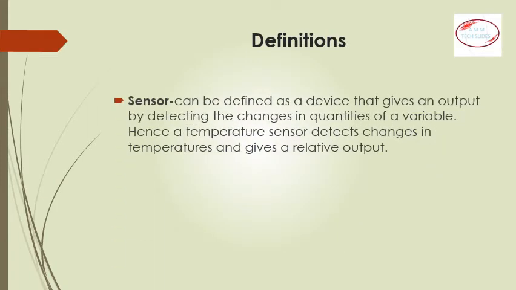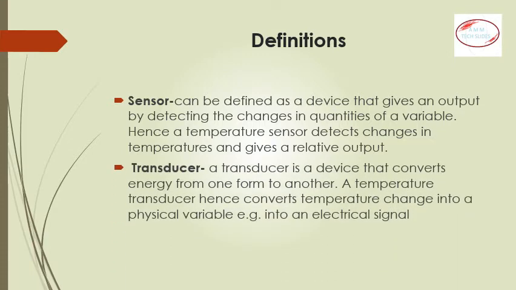A sensor can be defined as a device that gives an output by detecting the changes in quantities of a variable. Hence, in our case, a temperature sensor detects changes in temperatures and gives a relative output. A transducer is a device that converts energy from one form to another. A temperature transducer hence converts a temperature change into a physical variable, e.g. into an electrical signal, which can then be processed to give the value of the temperature change.